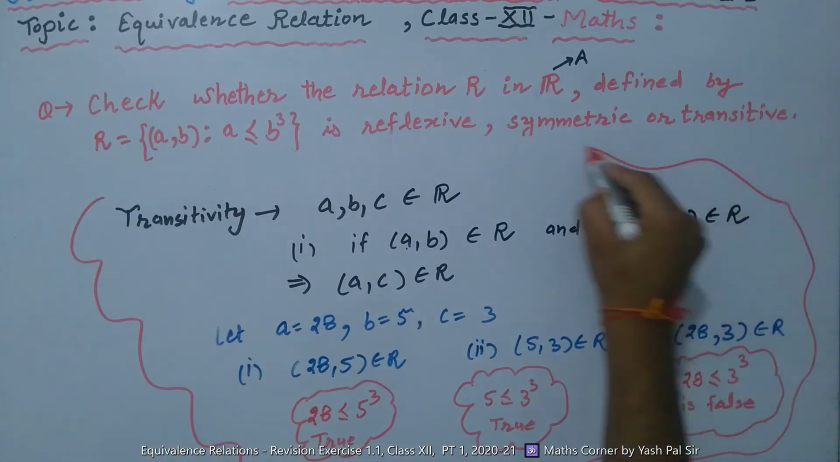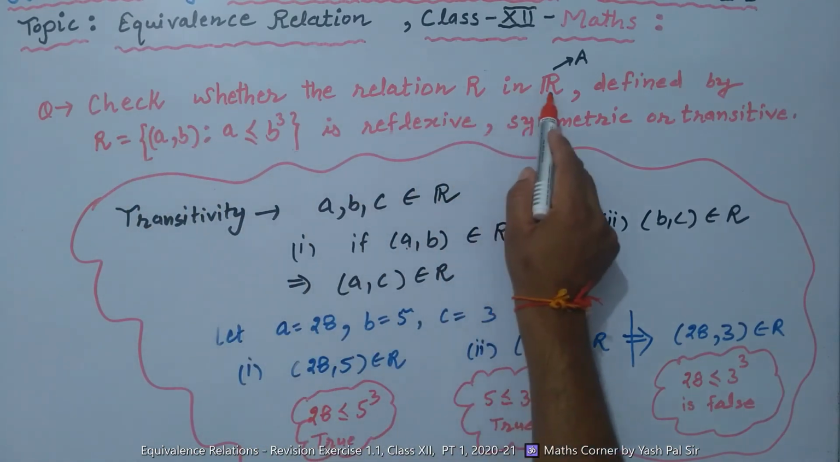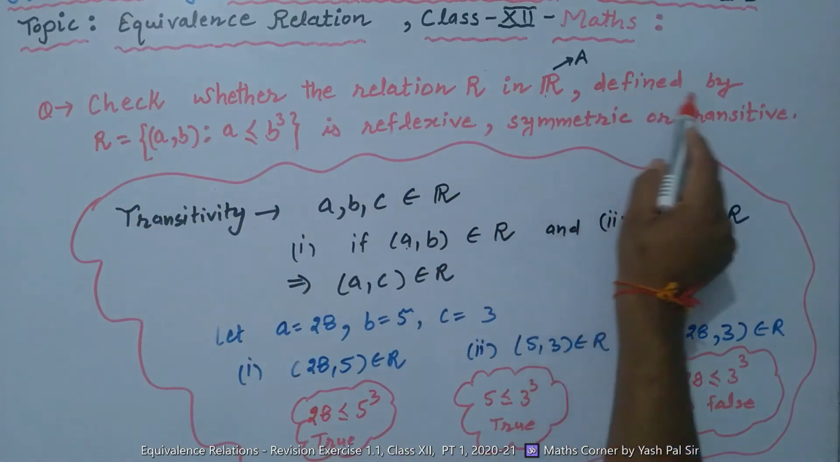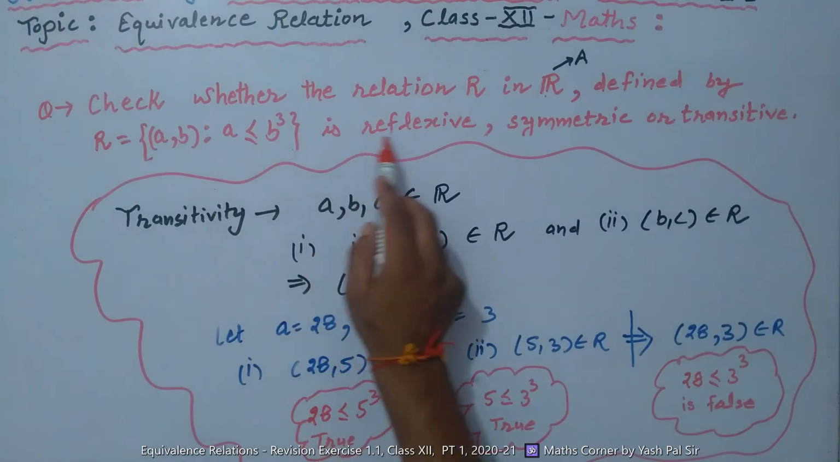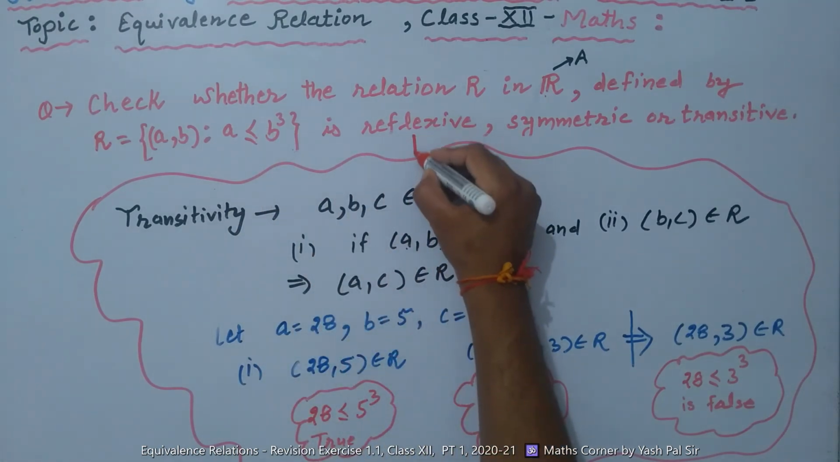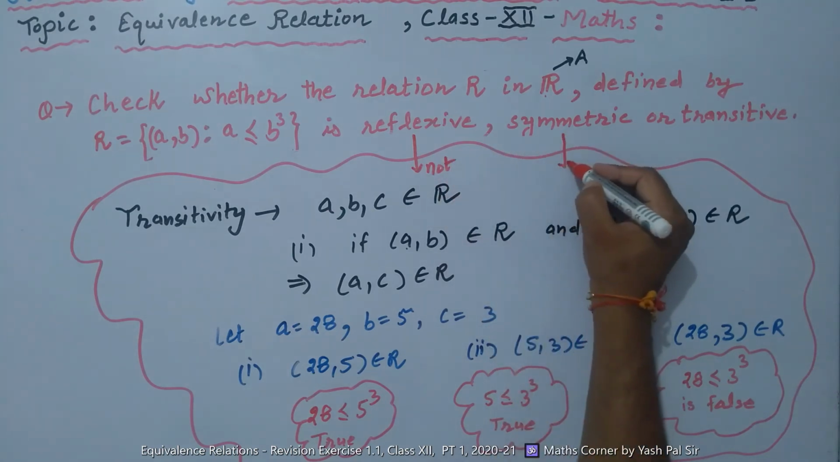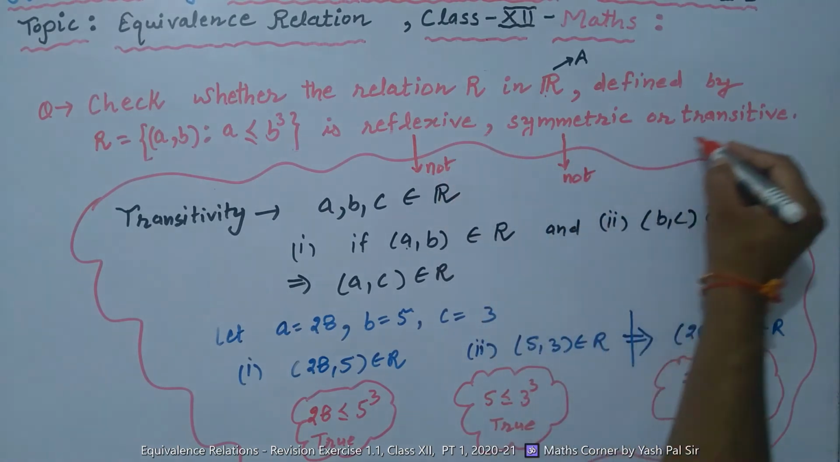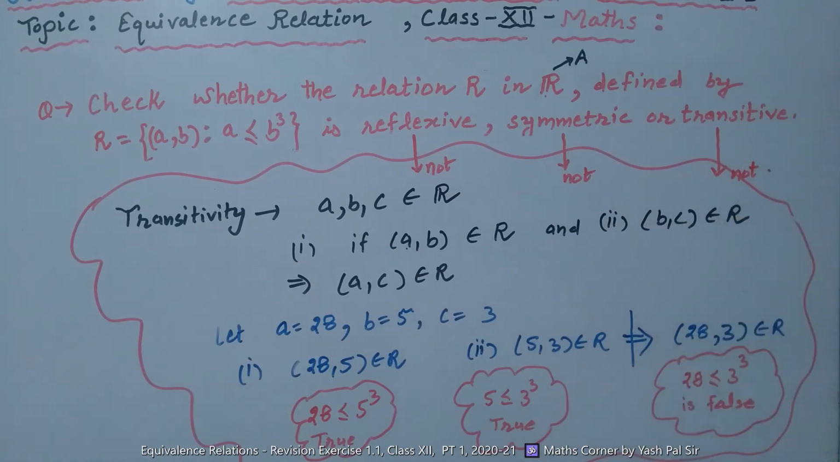So this way we have discussed whether the relation R in the set of real numbers, defined by R equal to (a, b) given that a is less than or equal to b cubed, is reflexive. This is not reflexive. Is it symmetric? Not symmetric. Is it transitive? Not transitive. Okay, so now let us proceed to question number 2.